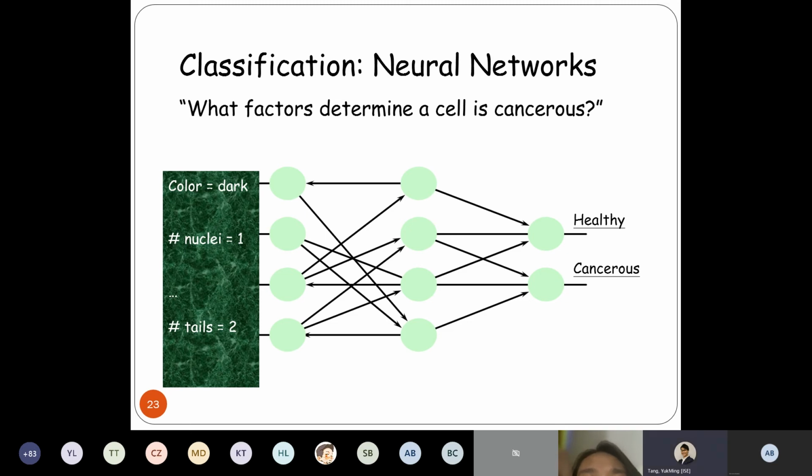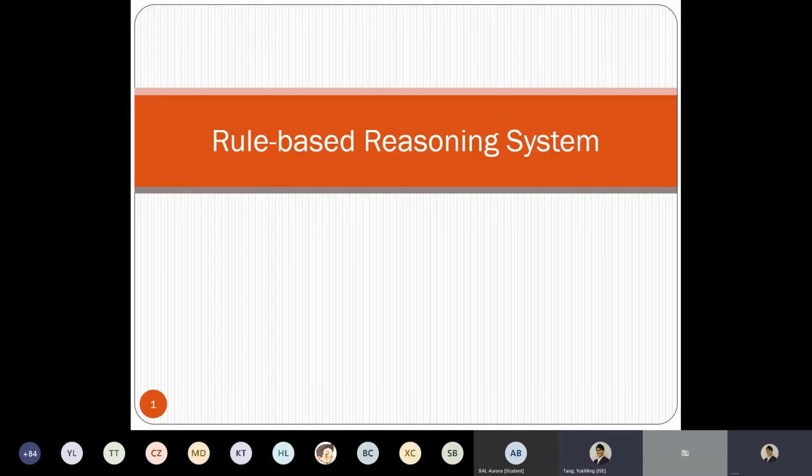So that's all for my introduction to business intelligence and data mining. Now I would like to go to another PowerPoint slide, which is related to the first topic, rule-based reasoning. As I just mentioned, there are three different classification approaches: rule-based reasoning, decision tree, and neural network. So rule-based reasoning is the first topic we'd like to go through.